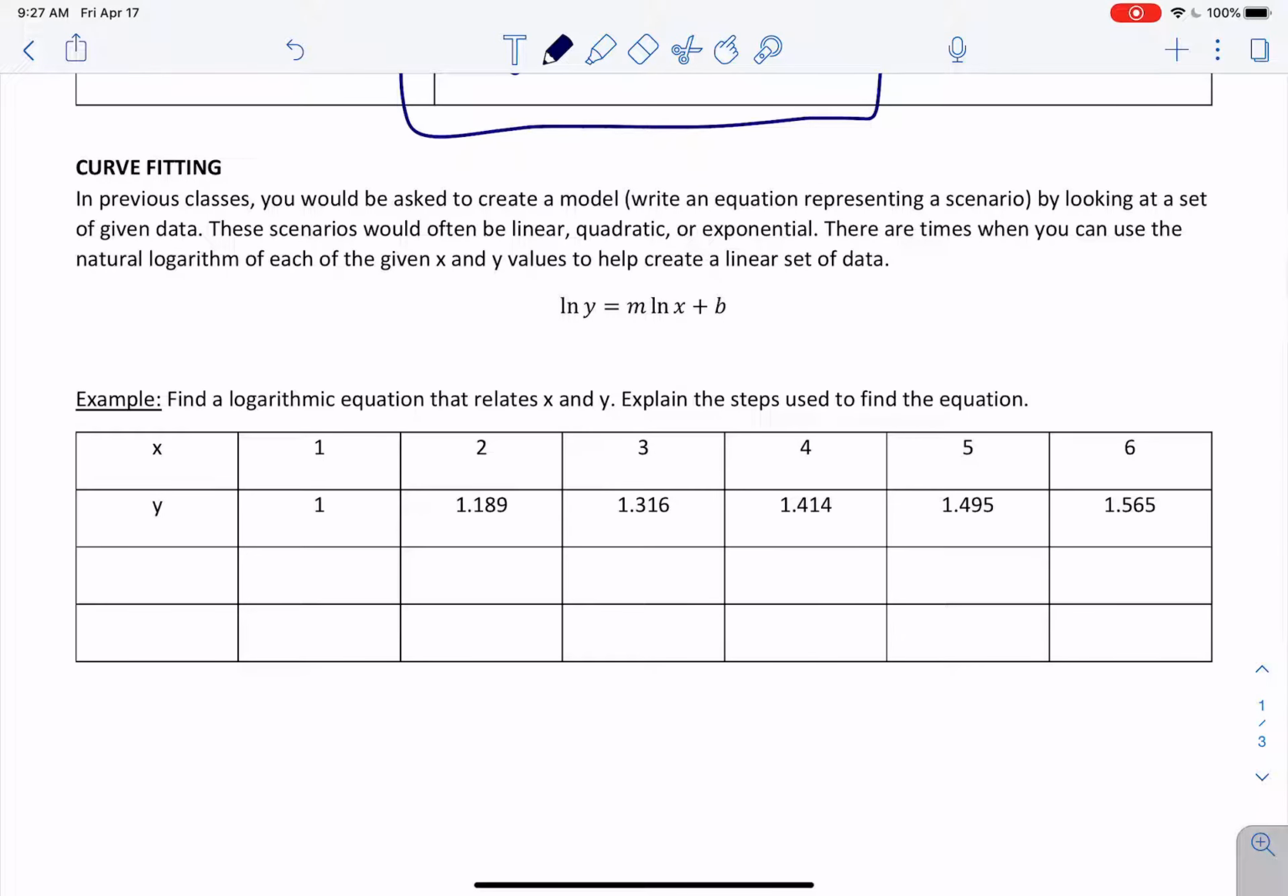So you have a bunch of problems in the textbook that deal with expanding and condensing logarithms. The last thing to do in this section is called curve fitting. This is where a lot of times we'll have function data given to you, and it can look linear, it can look quadratic, it can look exponential, and you can write an equation for it. Well, sometimes we can make things logarithmic. In fact, you've seen this a lot in the news recently.